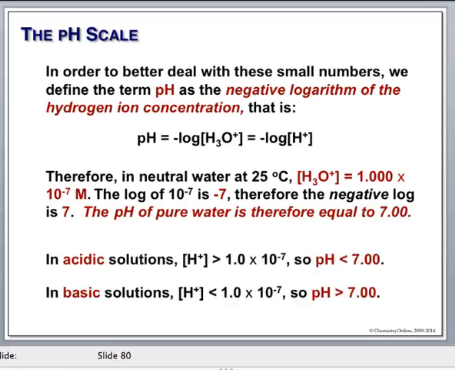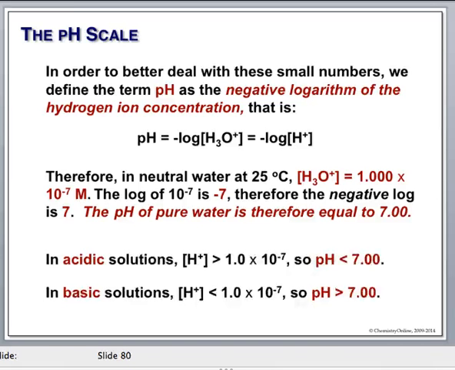Neutral, pure water has 10 to the minus 7 molar hydronium, log of 10 to the minus 7 is minus 7. Multiply it by minus 1, we get 7. That is the pH of neutral water.